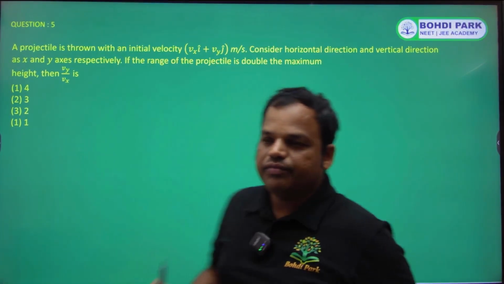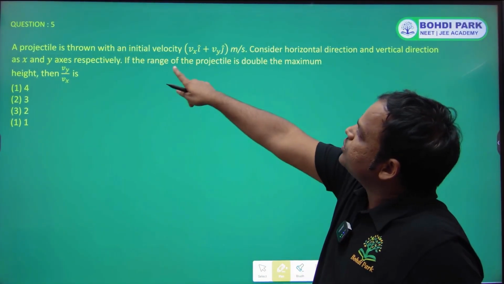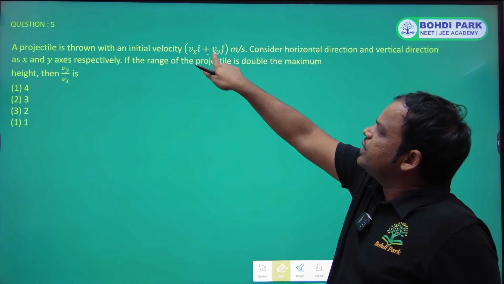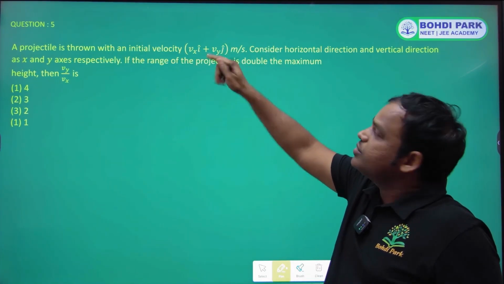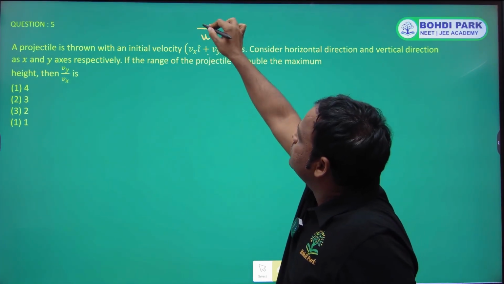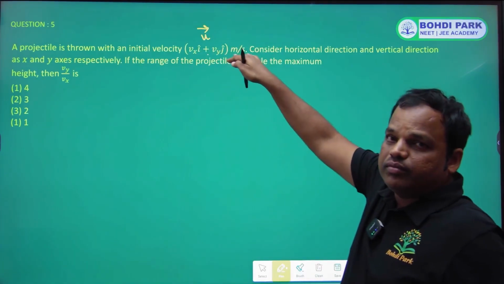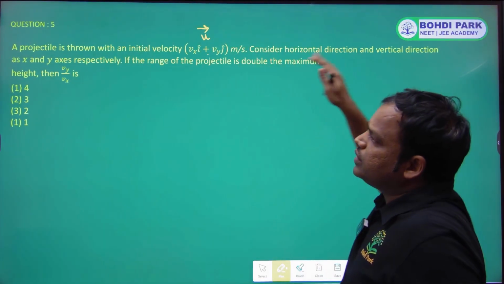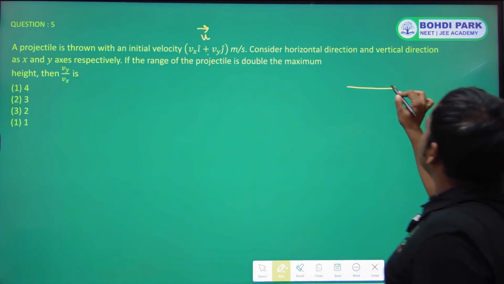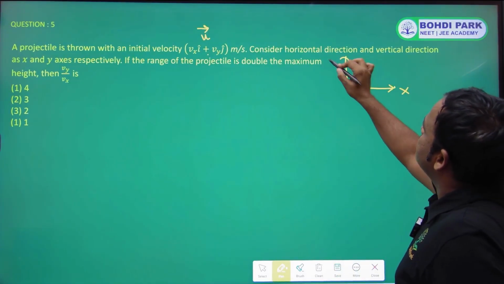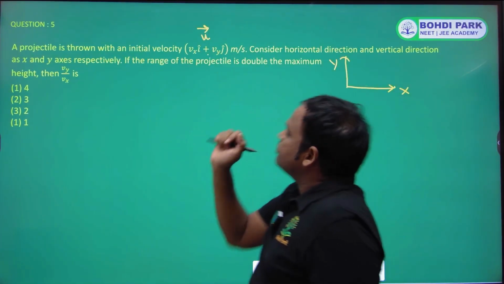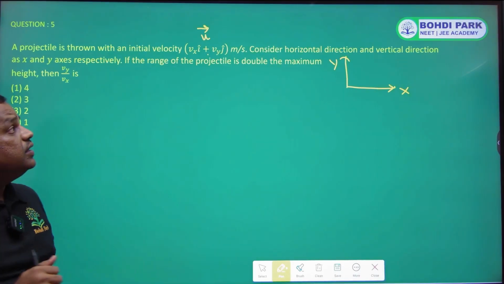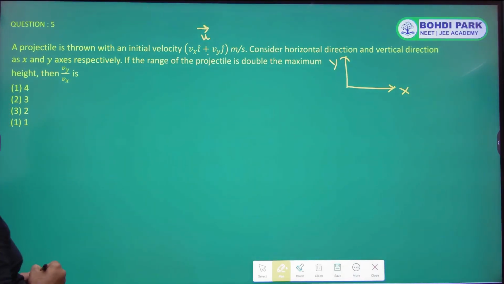Now look at this fifth question. A projectile is thrown with initial velocity vx i cap plus vy j cap. So this is the u vector given in ij form. Consider horizontal direction and vertical direction as x and y. So horizontal is x, vertical is y. The range of the projectile is 2 times the maximum height.